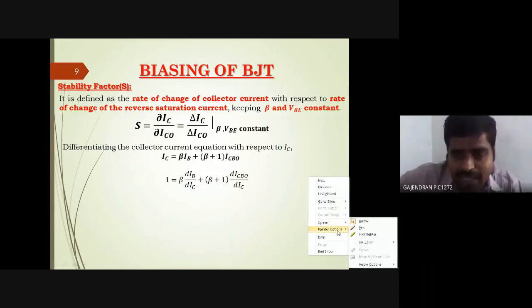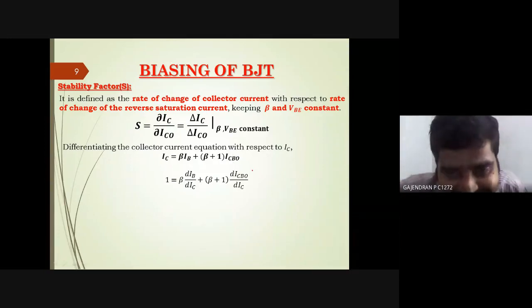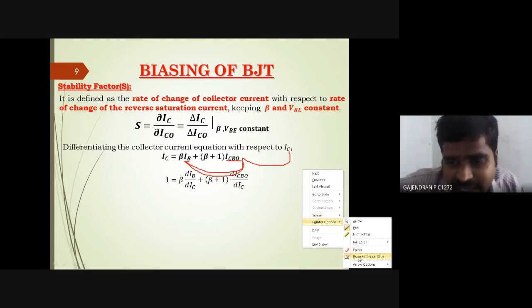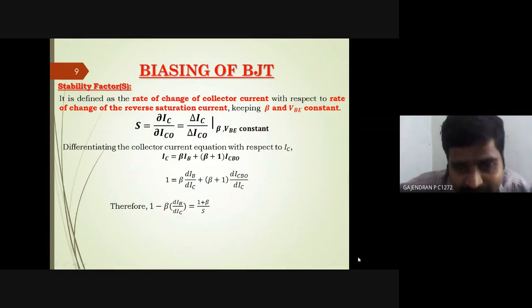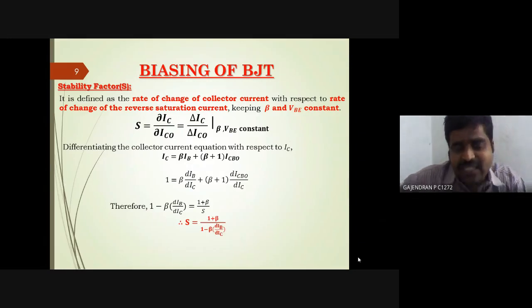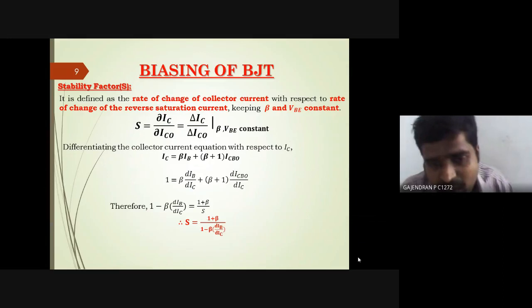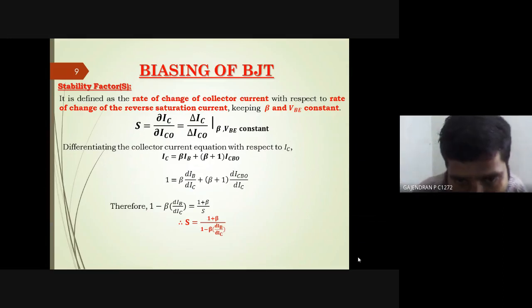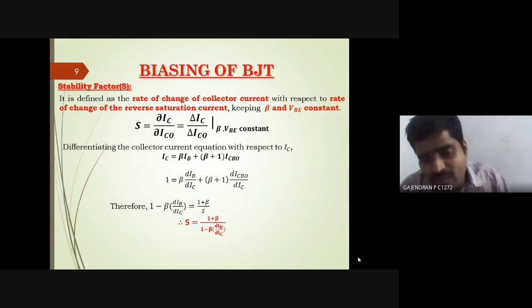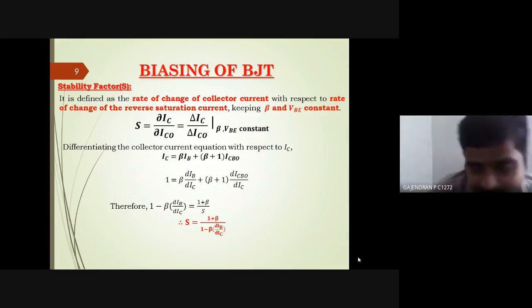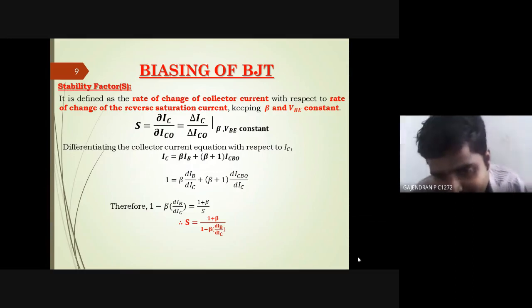Now do remember one thing, mathematically we studied dependent parameters. These two depend on your collector current, so by that dependency I am going to differentiate these things. Then if I rearrange this equation, I will get at last the stability factor S is equal to 1 plus beta divided by 1 minus beta times change in base current by change in collector current.